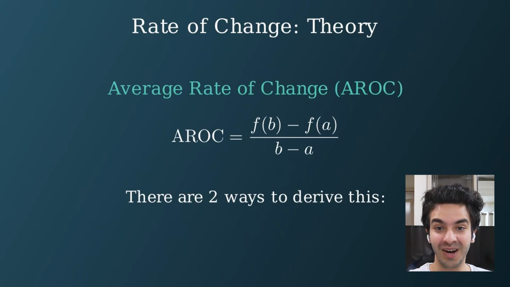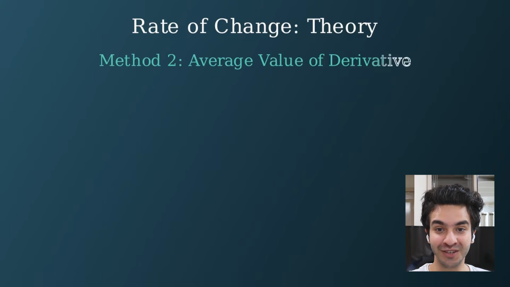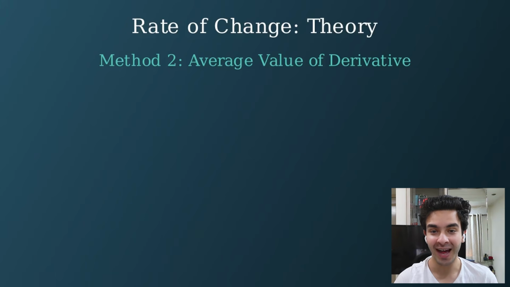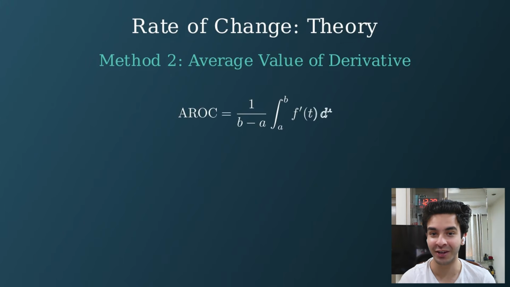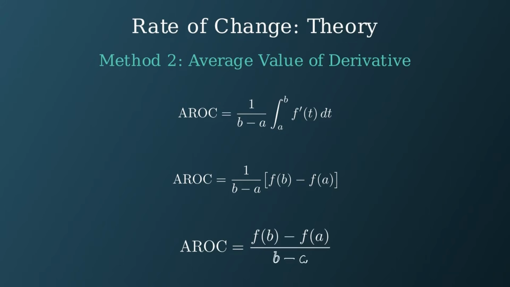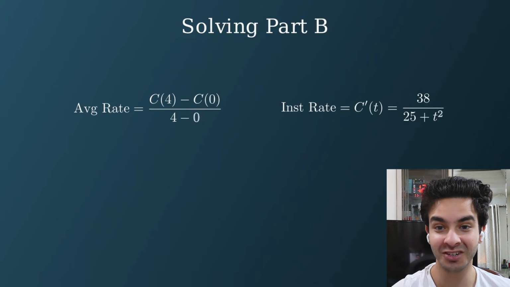There is also a sneaky way to get this formula. Remember how in part A we used an integral to find the average value of a function? And we just talked about how the derivative gives you the instantaneous rate of change of a function. How do we get the average rate of change? We just use the average value integral formula on the derivative. And now we have formulas for both the average and the instantaneous rate of change.